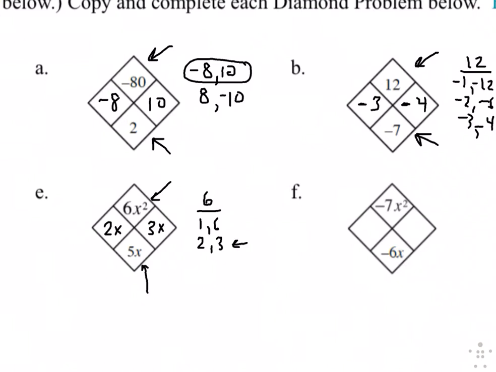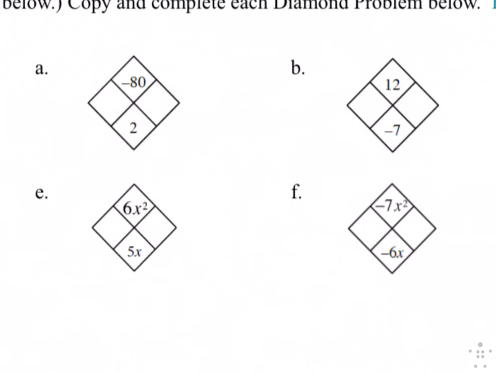And the last one, F, when I multiply, I need negative 7, and when I add, I need negative 6. So that's one positive and one negative, right? So I have negative 1 and positive 7. If I add those, I get 6. So if I have 1 and negative 7, if I add those, I get negative 6. So this is 1x and negative 7x, right? Multiplied gives me the negative 7x squared, and added gives me the negative 6x. Okay, so there's A, B, E, and F.